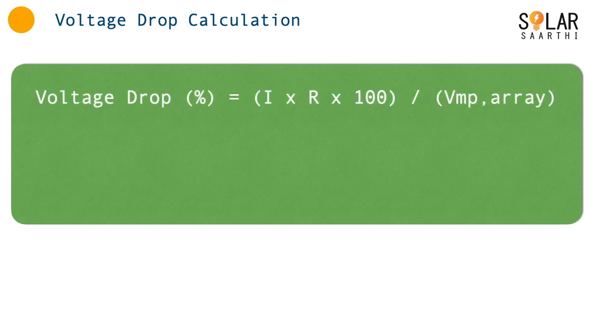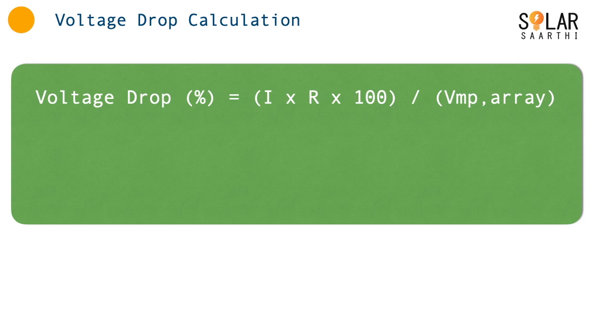Voltage drop in percentage is given by I, that is the current, multiplied by R, that is the resistance, multiplied by 100 to convert it into percentage, divided by VMP of the array. Now one thing we have to note here is, as we specified while calculating the current carrying capacity, we are considering the short circuit current of the PV module.